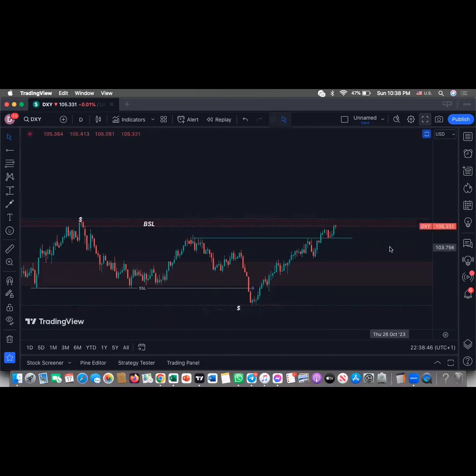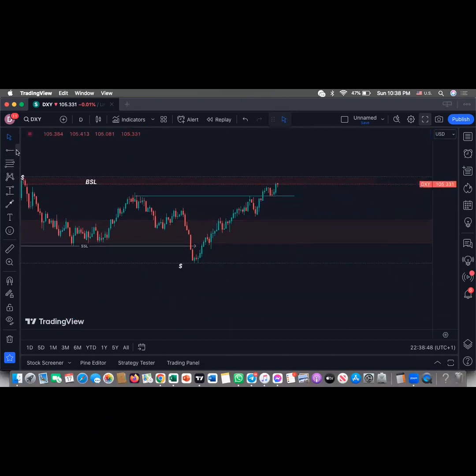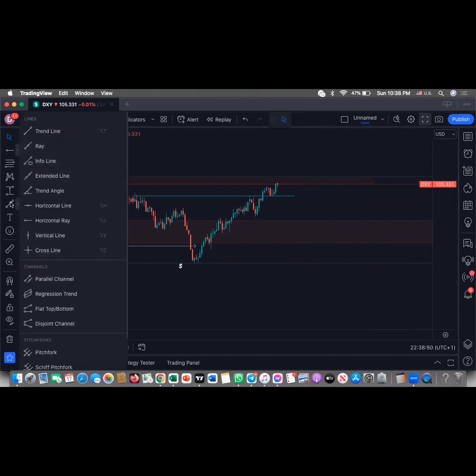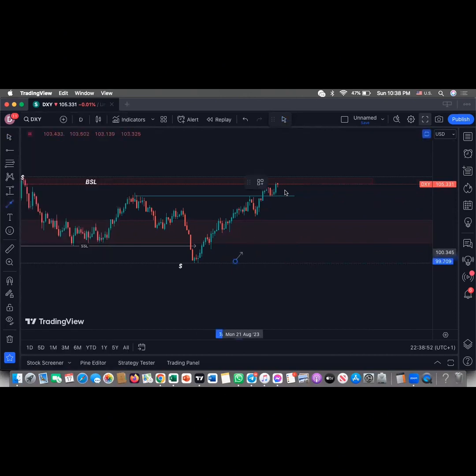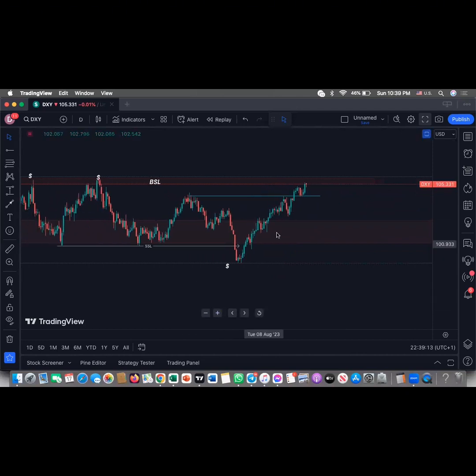DXY is still in an uptrend. On the daily time frame, we're still in an active uptrend, so you don't want to be caught buying Gbpusd when DXY is in an uptrend, because they are inversely correlated. If DXY is buying, Gbpusd should be selling. Then if DXY is selling, Gbpusd should be buying, because this is the US dollar index.